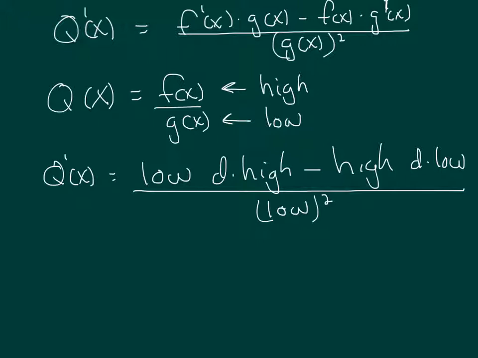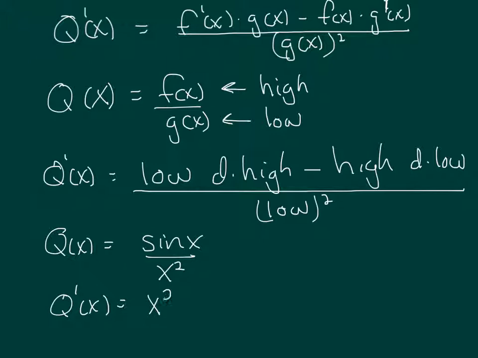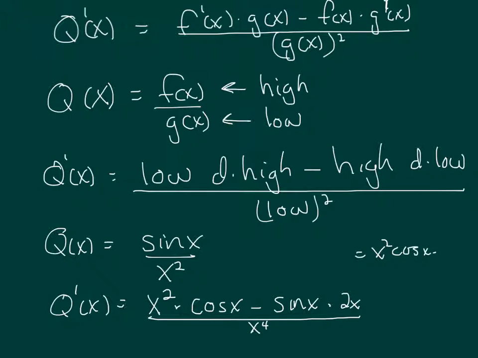All right, let's go back to our original example, and that was q of x equaled sine x over x squared. Well, using our new mnemonic, we'd have q prime of x equals low, which is x squared, times the derivative of the numerator, which is cosine x, minus high, which is sine x, d low, which will be 2x, all over the square of what's below, which we're going to write as x to the fourth power. Now, ugly as it is, that's the correct answer. It's sometimes nice to simplify it, so we'll get x squared cos x minus 2x sine x over x to the fourth. Now, it doesn't make it much better, but at least it's algebraically correct.